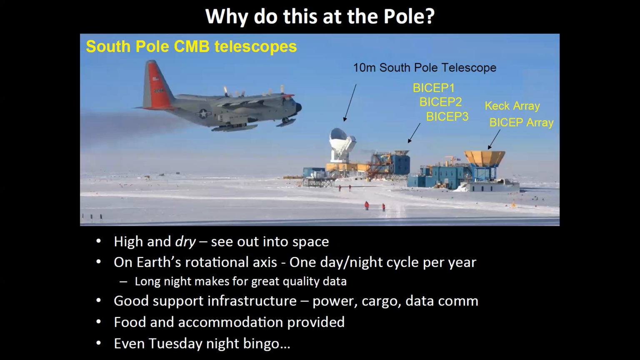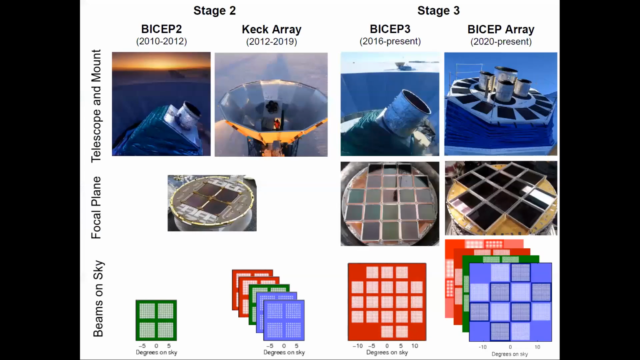It's on the Earth's rotational axis, so we get one day-night cycle per year, which makes for really excellent quality data. There's good support infrastructure: there's power, cargo, data communication, food and accommodation, and even very limited entertainment. So it's a great place to do what we do.